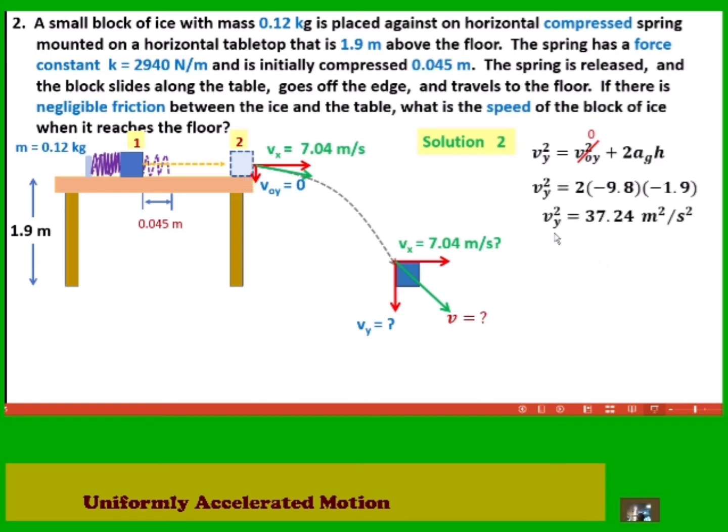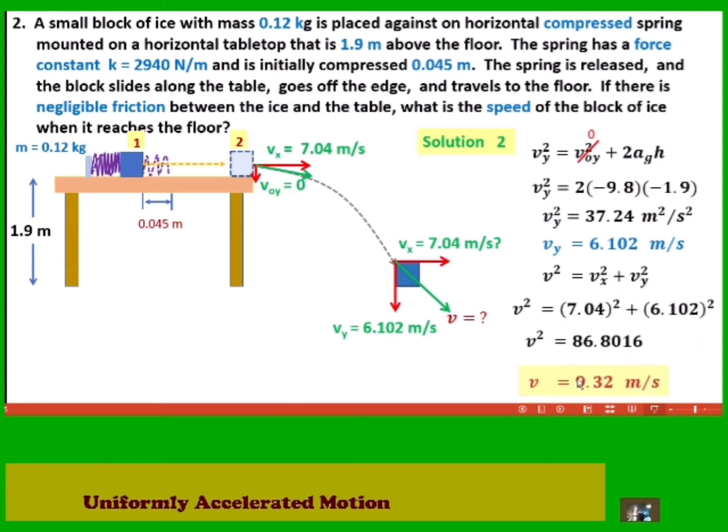Simplifying and extracting the square root on both sides of the equation, so the y component of the velocity at this point is 6.102. With this x and y component, we can solve for the value of v using the Pythagorean theorem. So substituting the x and y component of the velocity, simplify and extract the square root on both sides. So still at point 3, the final velocity is the same as in our solution 1, 9.32 meters per second.